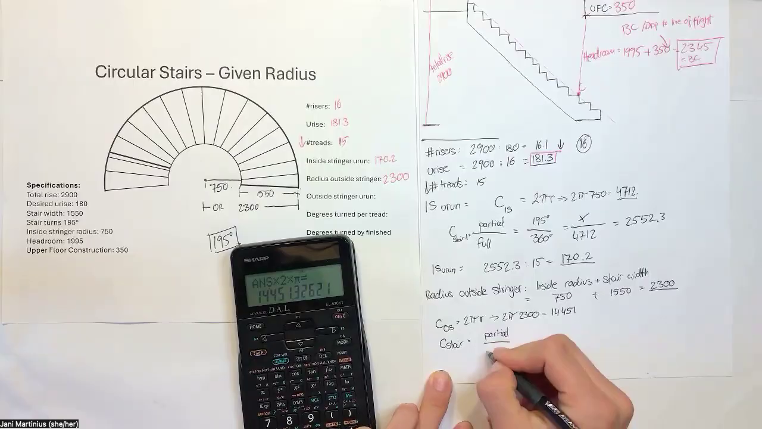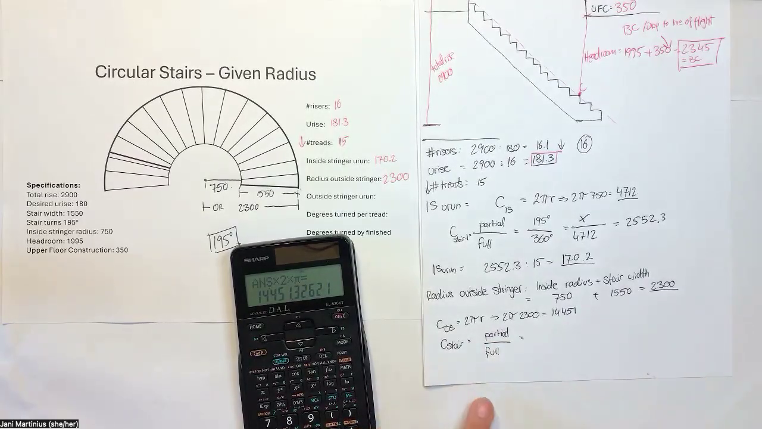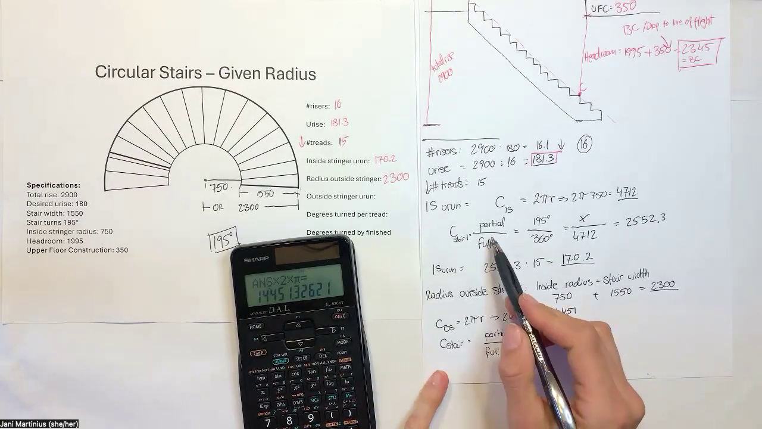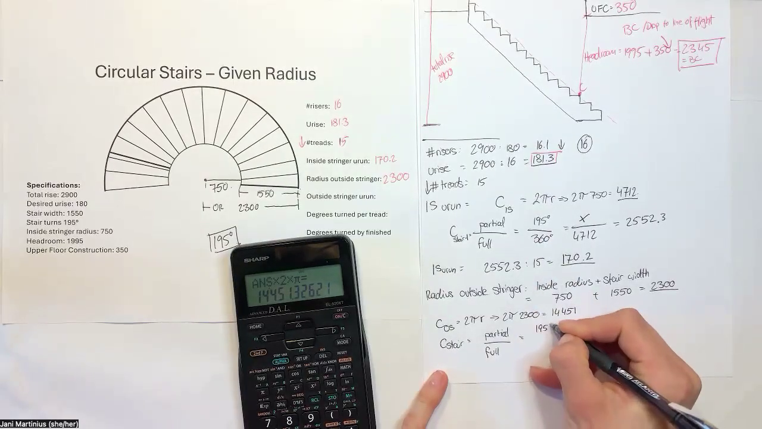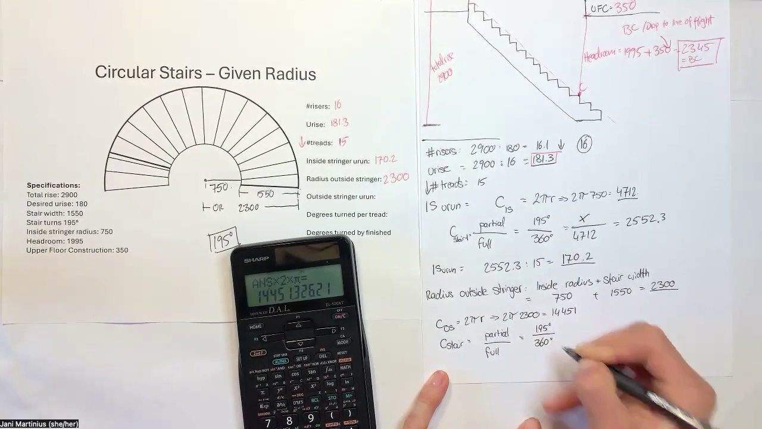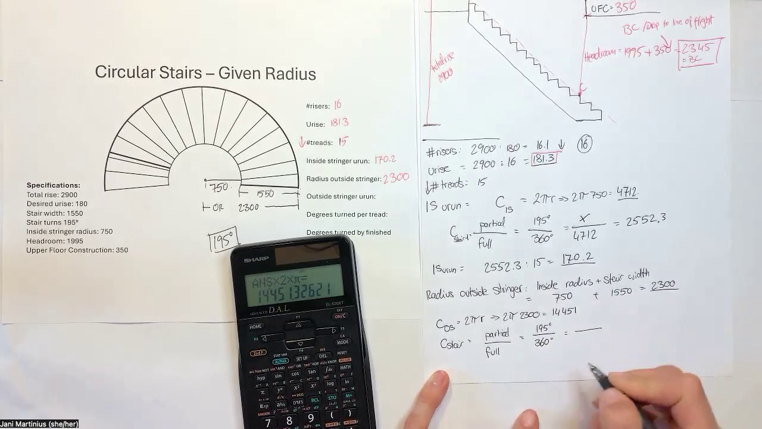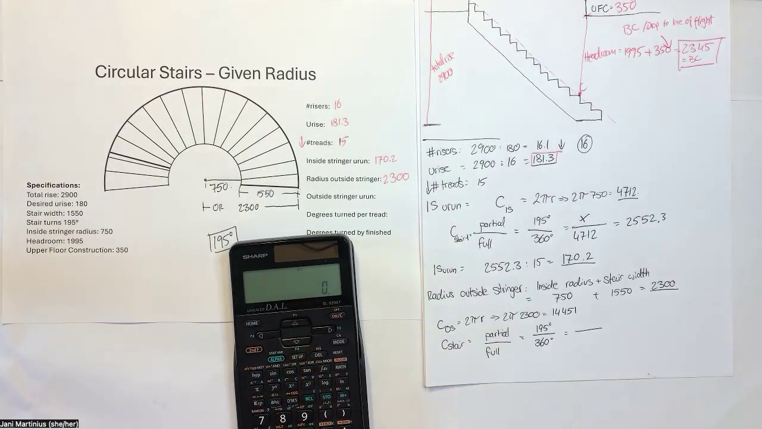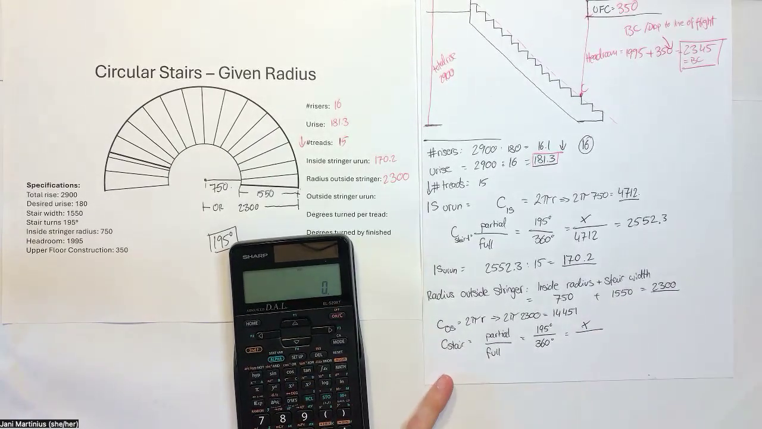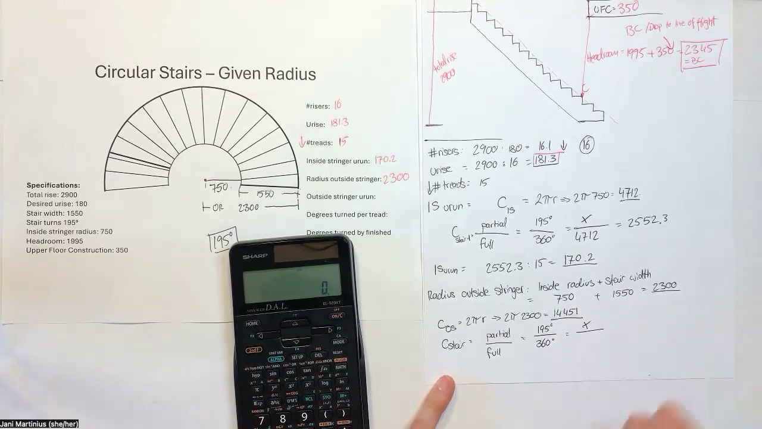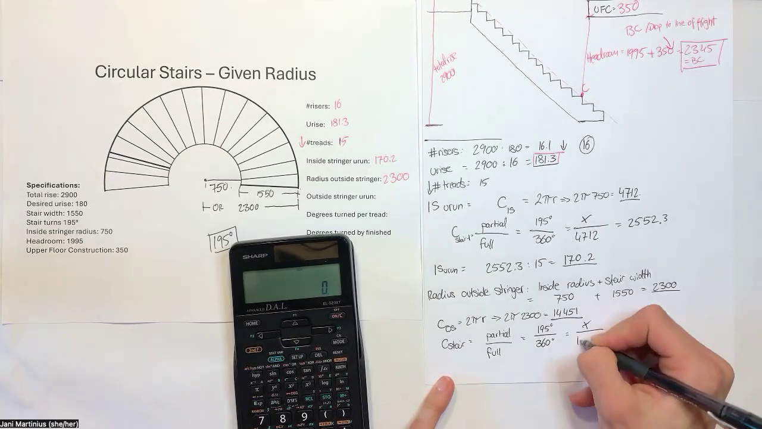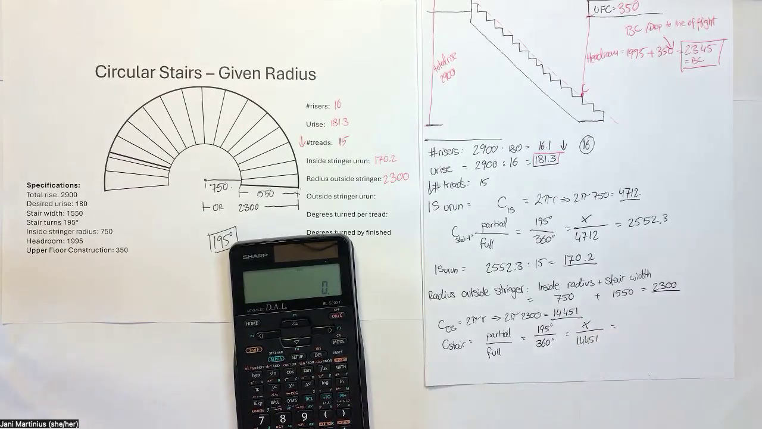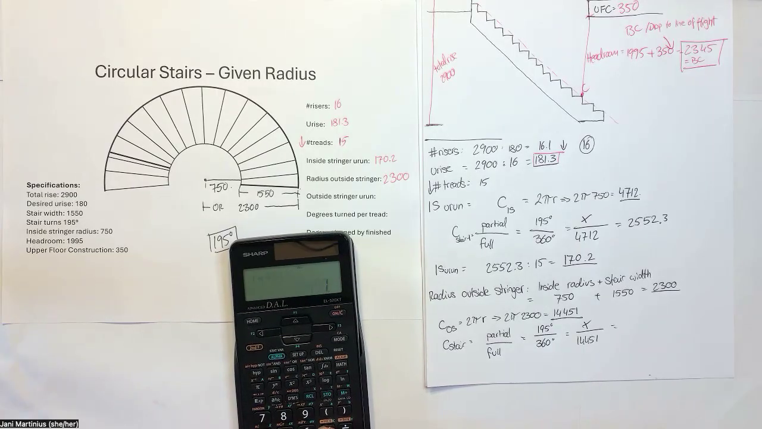Partial over full, same as above here. We have 195 degrees in our stair over the 360 degrees of a full circle, equal to, well, we want to find this. And we did just find the circumference of the outside stringer. Now again, ratio and proportion: 14,451 times 195 divided by 360.